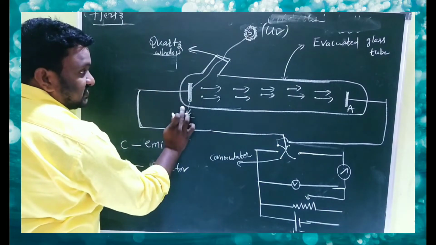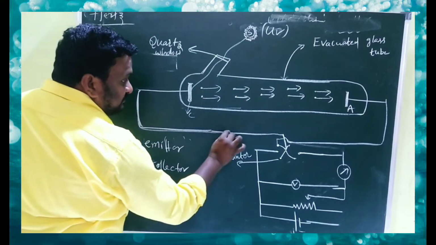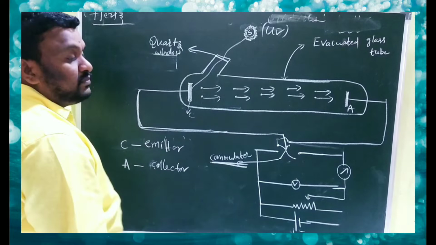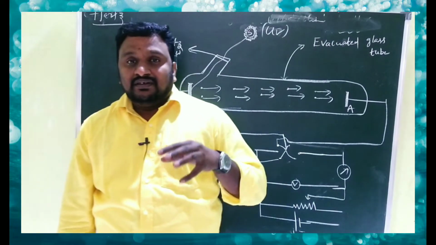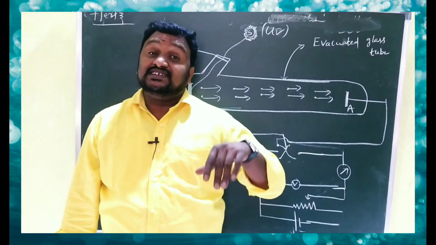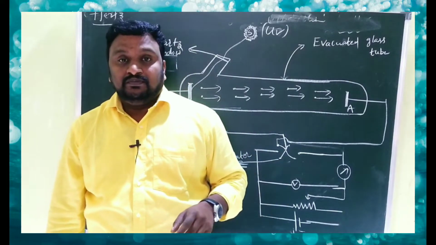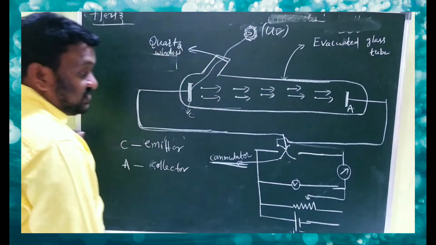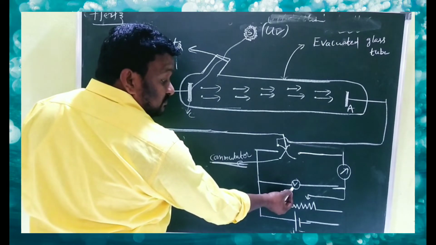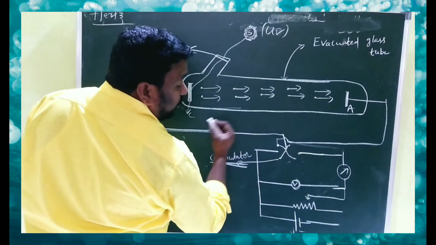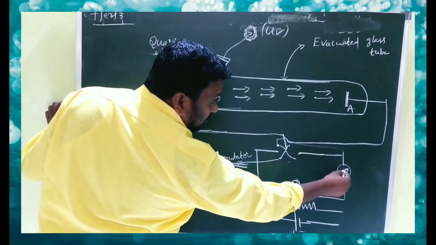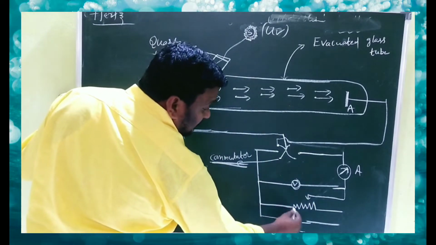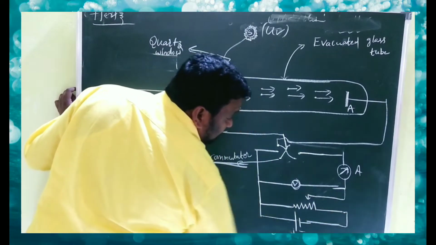And again, this C and A should be connected like this. Here you are finding some 4 dots. It is the commutator. What is a commutator? It is the device that changes the direction of current in a circuit. To change the direction of current, we use one device called a commutator. And next, children, to find the potential difference, V is the voltmeter, and this is the ammeter. And again, it is the rheostat, and the connection should be like this.